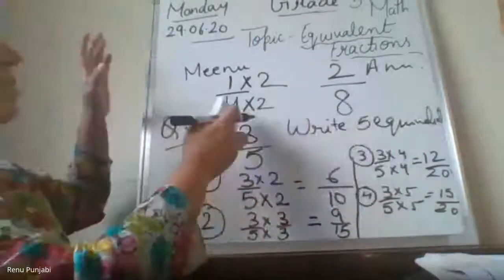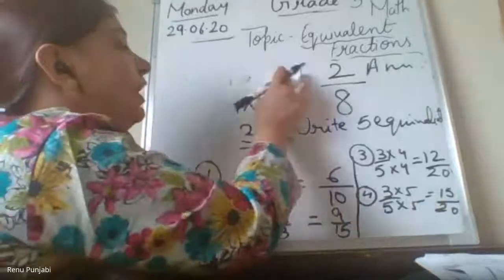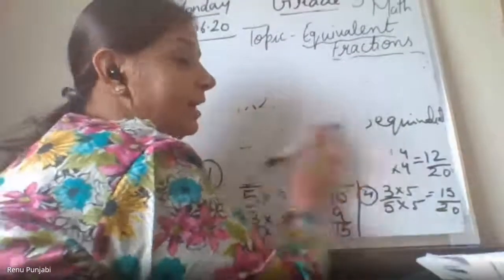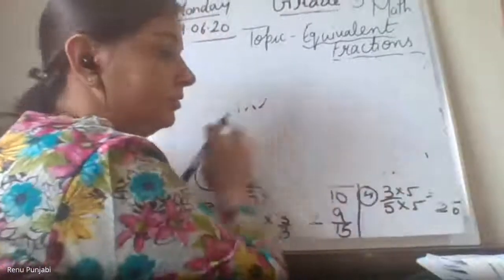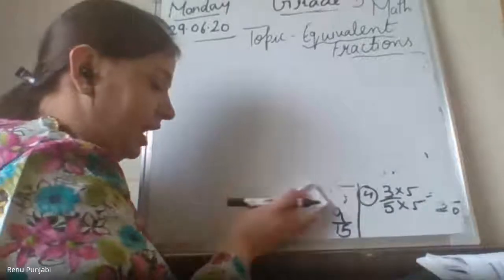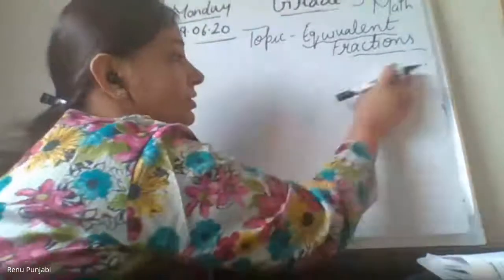Now, this was the multiplication method. There is one more method of finding the equivalent fraction, which is division. We have to divide the numerator and the denominator with the same number. We will get the equivalent fraction.